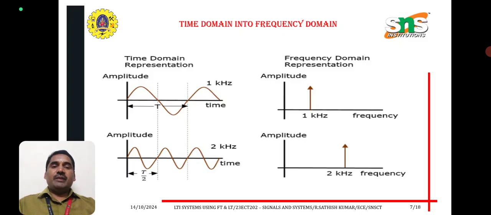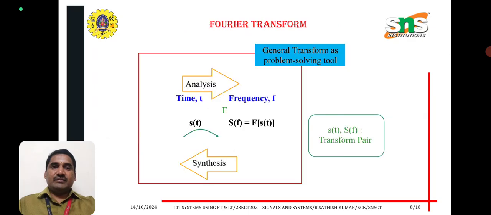The whole wave can be represented as T, in terms of 1 kHz, in the frequency domain representation. If the wave is divided by 2, it can be represented as T by 2, in terms of 2 kHz in the frequency domain representation. When we apply the Fourier transform to the time domain function s of t for the analysis function, it produces the output s of f. For the synthesis function, when we apply the inverse Fourier transform to s of f, we get s of t. Therefore, s of t and s of f form the Fourier transform pair.